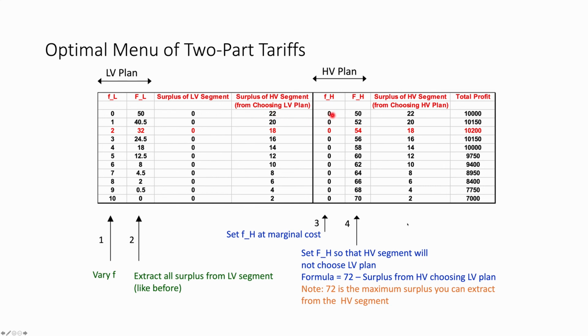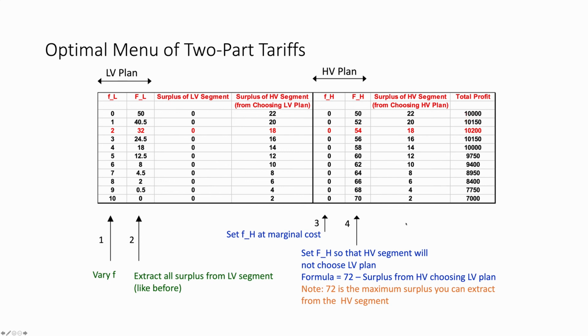Now, when we design the high value plan here, what we need to ensure is the high value customer would have at least as much surplus here comparing to here. So in the first case, the high value and the low value plan actually converge. They are the same. And then the total profit, as we have discussed before, is $10,000.